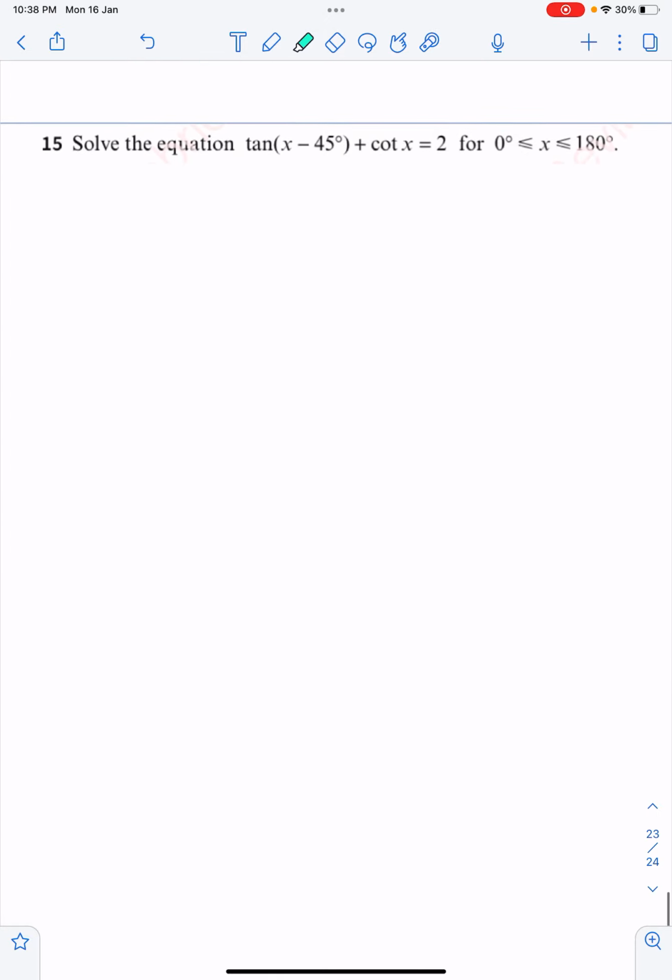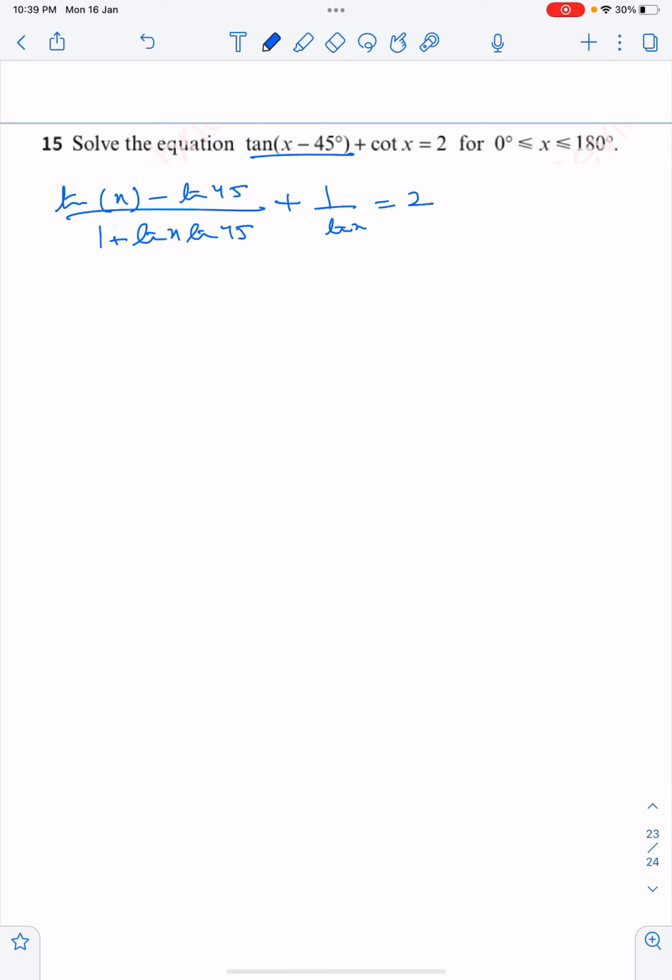Okay, question number 15. Solve the equation: tan of (x minus 45) plus cot of x equals 2. So, I am going to split this using the double angle identity: tan of x minus tan of 45 upon 1 plus tan of x tan of 45, plus cot of x, which is 1 upon tan x, equals 2. Let us simplify this as tan of 45 is 1. So, it will become tan of x minus 1 upon 1 plus tan of x plus 1 upon tan of x equals 2.